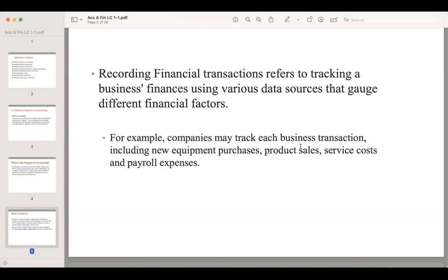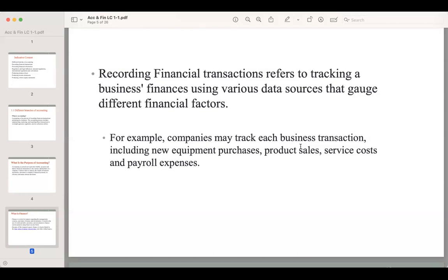Similarly, when a business sells a product or provides a service, the revenue generated from these activities needs to be recorded. This helps in tracking sales, determining profitability, and assessing the company's performance over time.